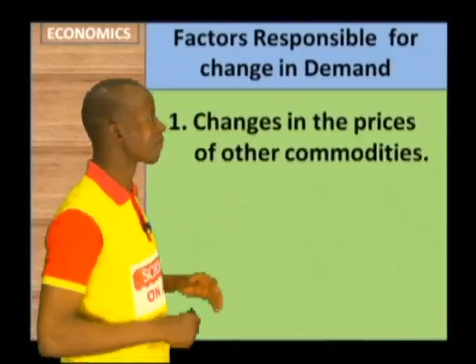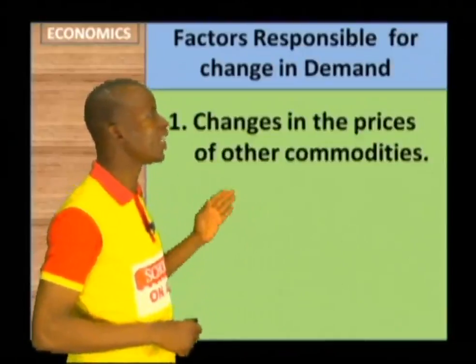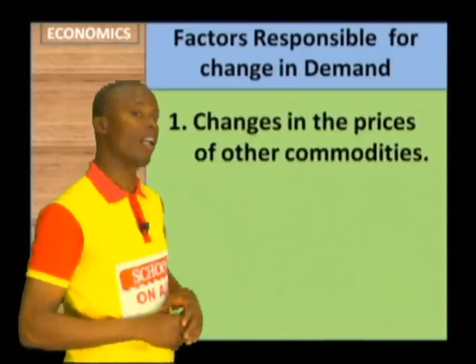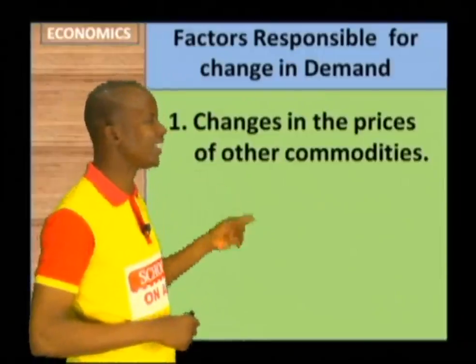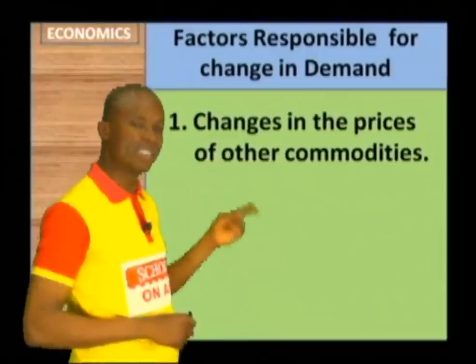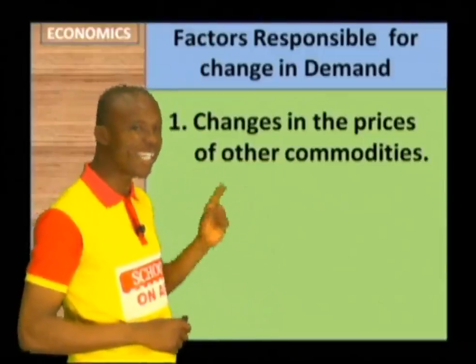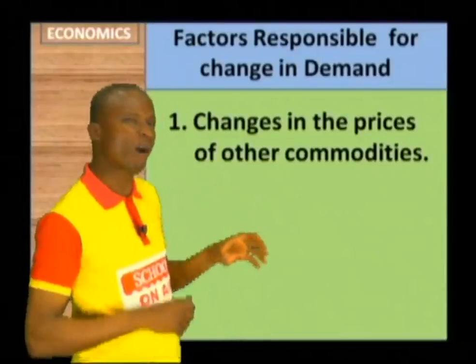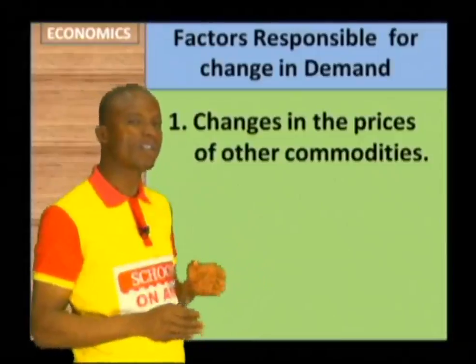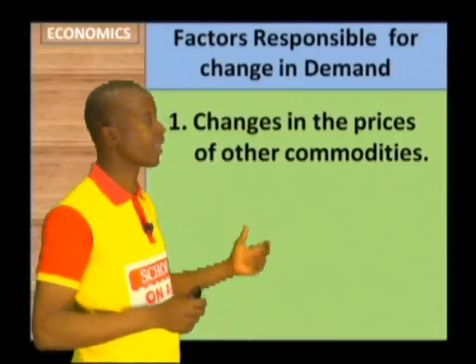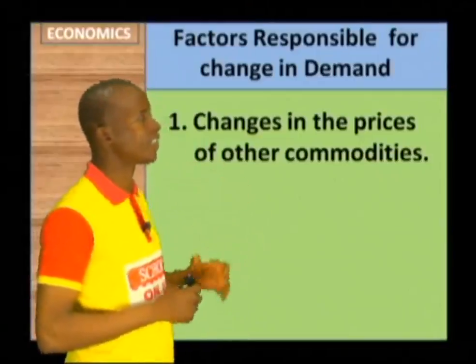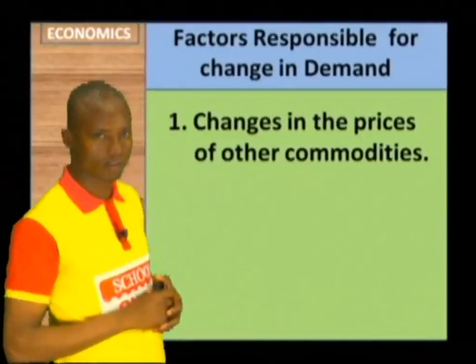If you observe, the first factor is changes in the prices of other commodities. Like I said a few minutes ago, the price of the commodity in question is never a factor that brings about a change in demand. So what are the factors that will make the demand curve shift to the left or to the right even when the price is the same? The first is changes in the prices of other commodities.